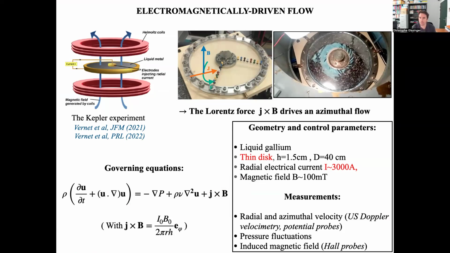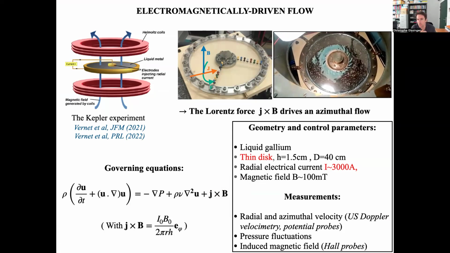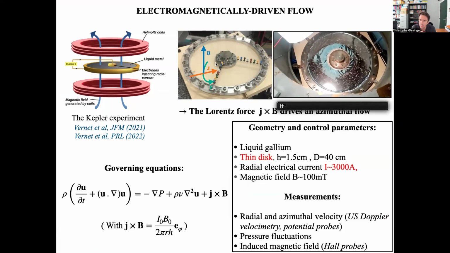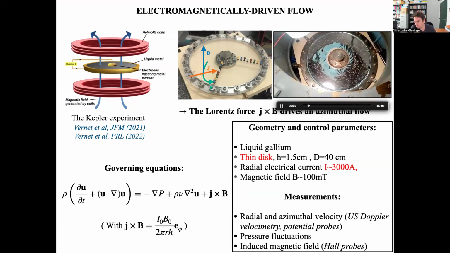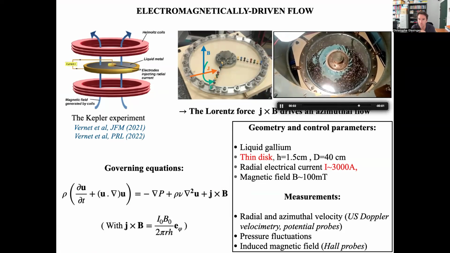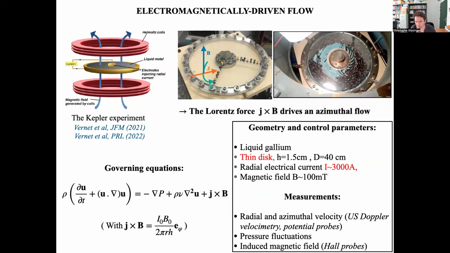So that's how we drive the flow. We are using liquid gallium. The disk is very thin: 1 centimeter in height, 40 centimeters in diameter. We need to inject a lot of current, 3000 amps. And we can do measurements of the velocity field in these experiments. I won't detail that too much; I can come back to that during the questions if you want.